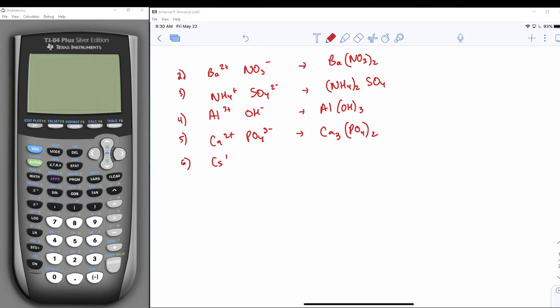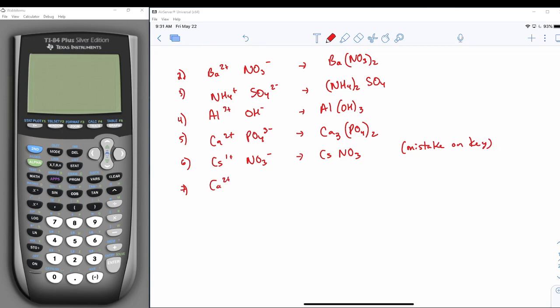6, cesium nitrate. Sorry, that's a typo on number 6 on the key. This should be cesium 1 plus and nitrate 1 minus. So that's just CsNO3. So that's a mistake on the key, just as a note for those of you checking.